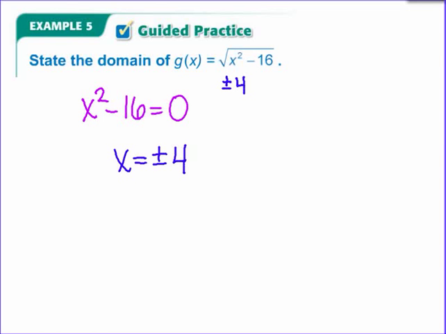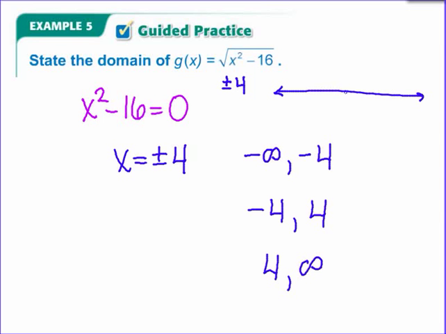Okay, if I used the numbers, let's just do this because I think that'll make a little bit better sense. Would you agree that I have 3 intervals? I go from my negatives to negative 4. That's my first interval. My next interval would be from negative 4 to positive 4. And then my next interval would be from 4 to infinity. If that confuses you looking at it that way, let's look at it this way on a number line.